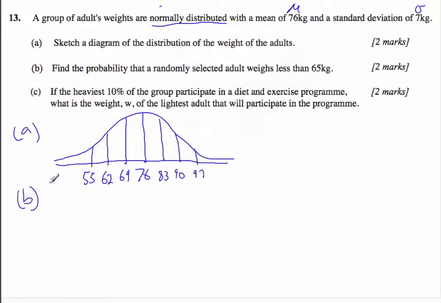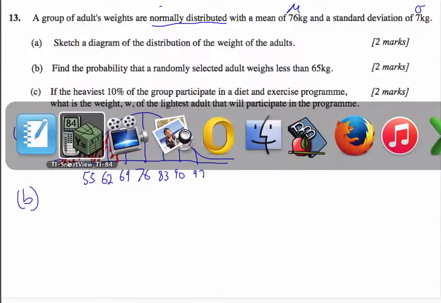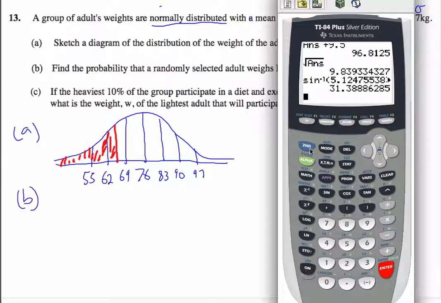Part B, find the probability a randomly selected adult weighs less than 65 kilograms. So here's 65 kilograms here. Less than 65 is going to be all of this. If you know something about these distributions, that's about 2.5%, or about 5%, I think. But we can get the exact, or a much better approximation, using the calculator.